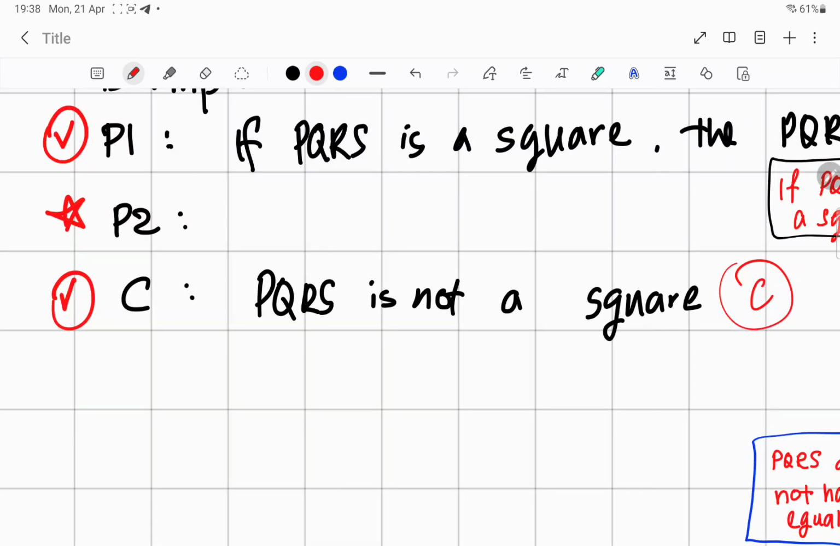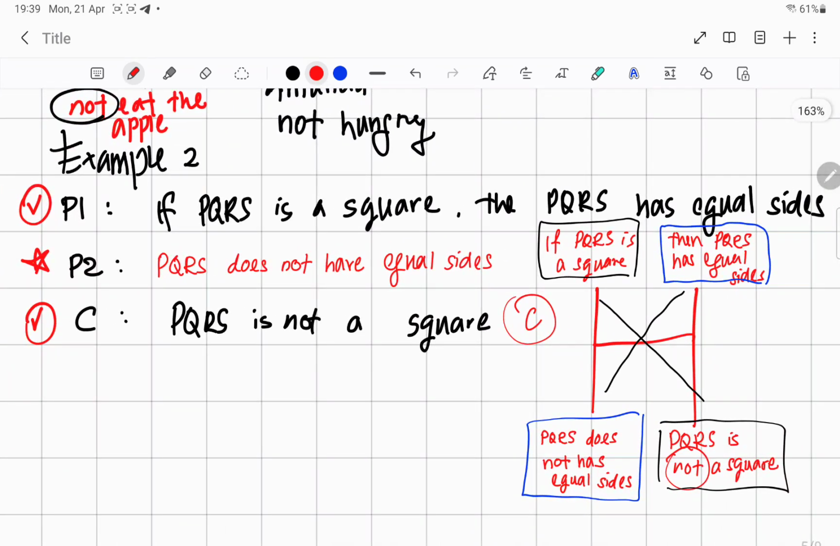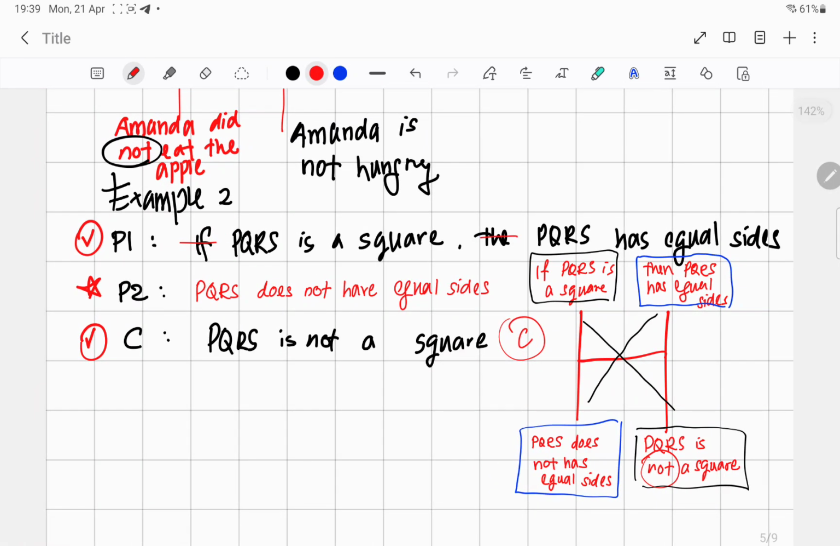So your answer is PQRS does not have equal sides. If you want to use the cut method, what do you cut? You cut the "if and then" first. Okay, you cut the "if and then". So this conclusion, PQRS is not a square.